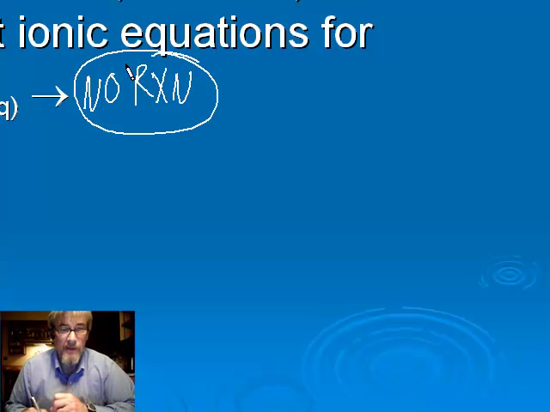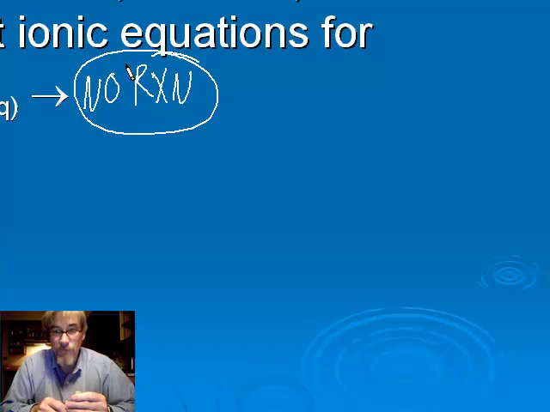Well, now we know about precipitation, acid-base neutralization, and 4 kinds of gas-forming reactions. We're starting to get a pretty good arsenal of equation predicting tools here. We're going to learn a little bit more in the next video and then start to apply this to something realistic that we can use to solve problems in lab.